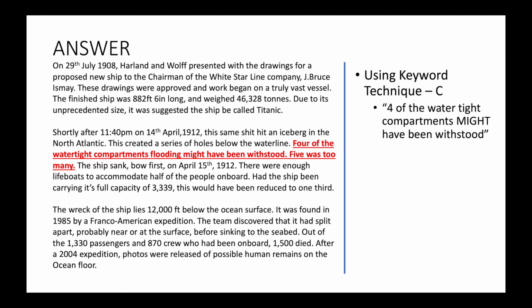Now, the way that I would approach this type of question is to try and use the key word technique, because watertight compartments is something that wouldn't really be repeated commonly throughout the text. So if you look for watertight compartments, you can see it right here. Read the sentence before and after, and you can say that 4 of the watertight compartments might have been withstood. The key word here is might, so you cannot be for sure that 4 watertight compartments would have been withstood. Therefore, the answer is C, can't tell.